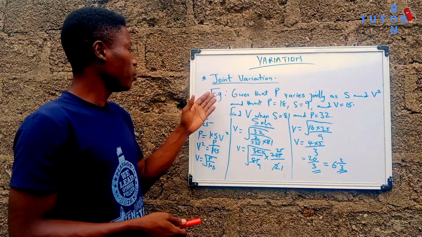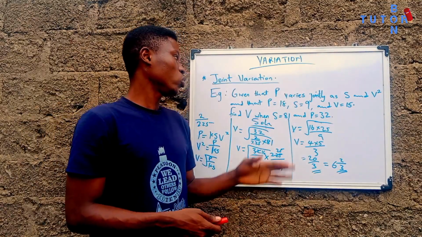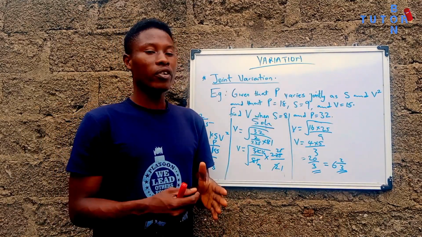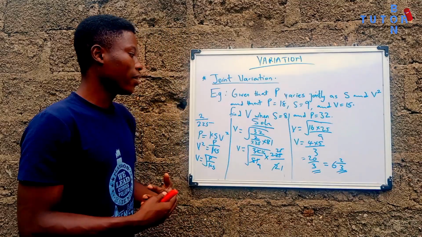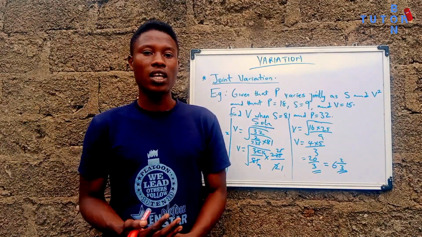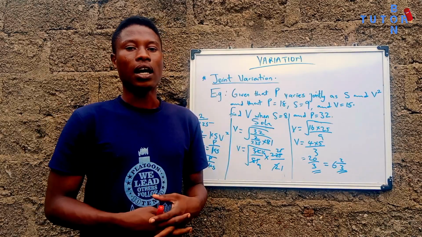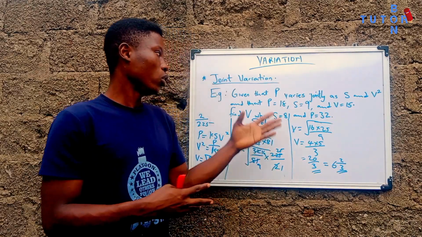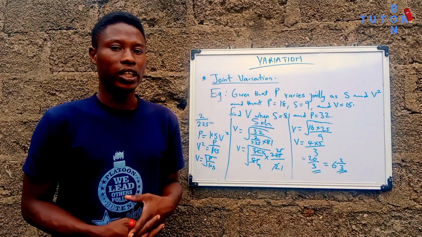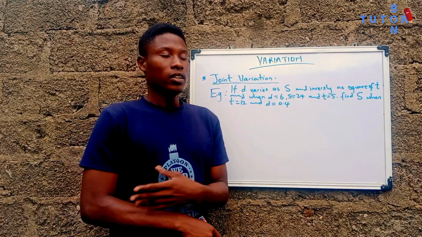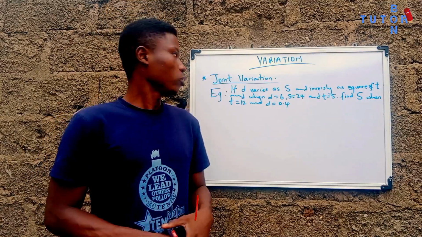And with this, you are able to use a joint variation of p between s and v to look for anything you're looking for between s, v, and p. And I would like us to do one more example on joint variation before we move to the next, which will be a partial variation. This is the second example I bring on joint variation.